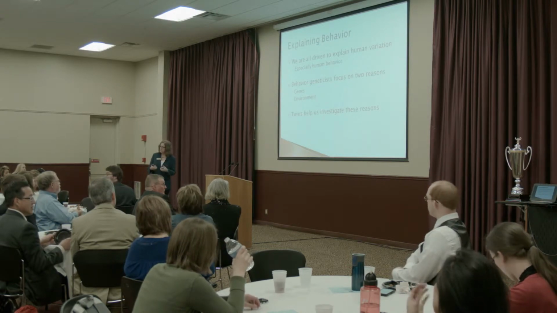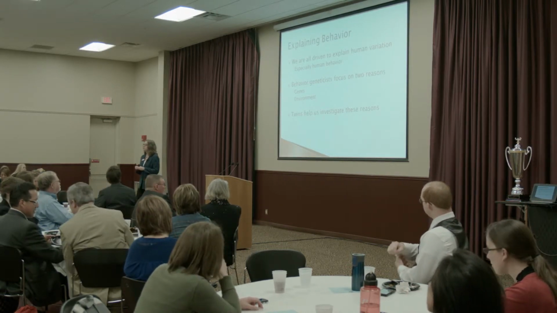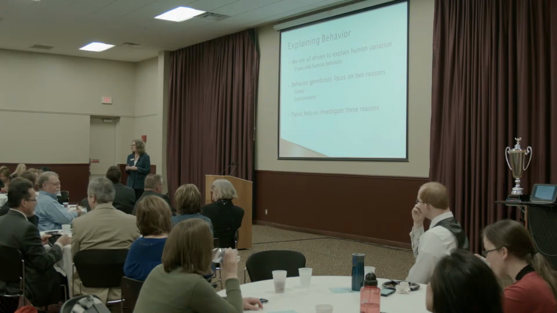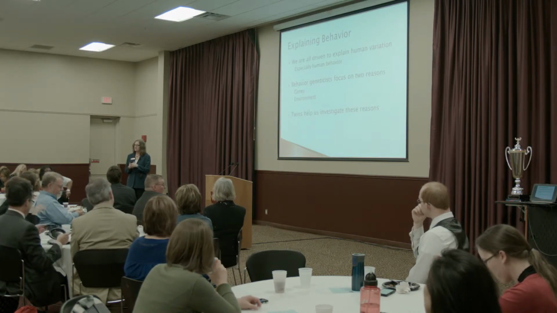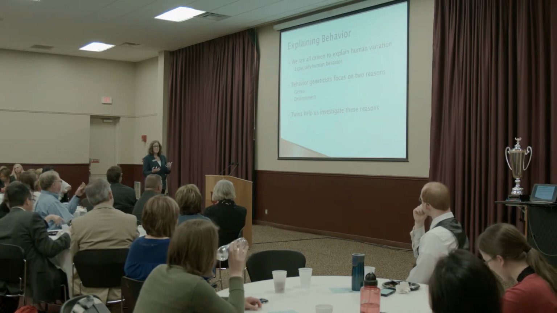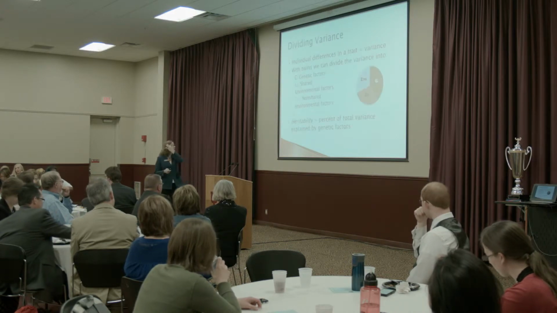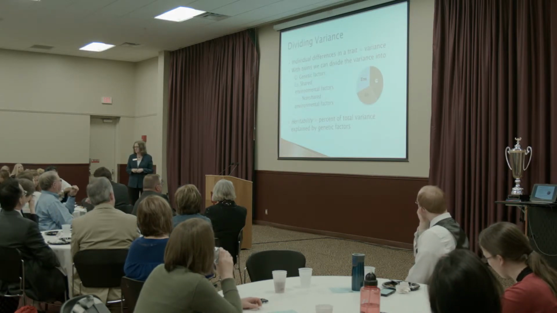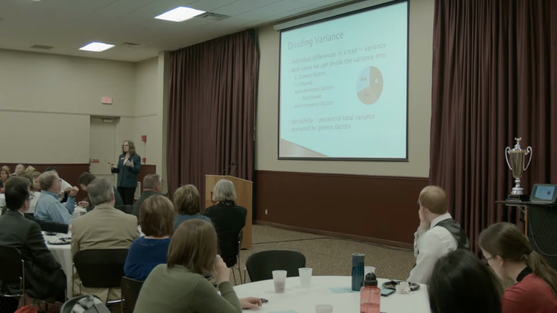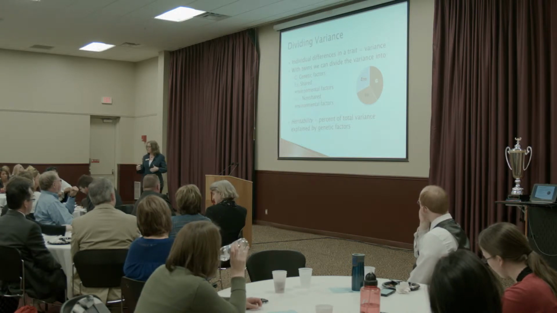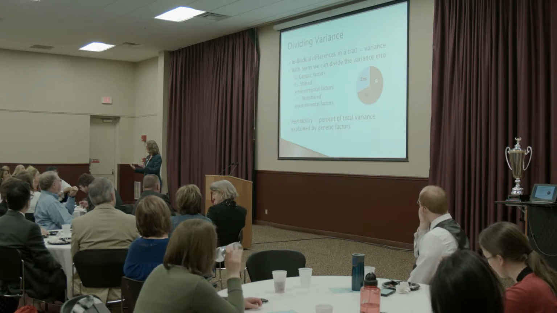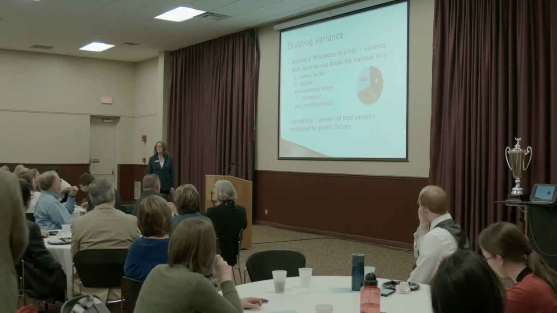A behavior geneticist, which is what I am, tends to focus on two causes or reasons for why humans behave the way they do. And those are genes and environment. And twins help us investigate those reasons. So the basic logic of the twin method is that there are individual differences in any trait. Some people are taller than others. Some people are more outgoing than others. And this is the variability, or individual differences in the trait.